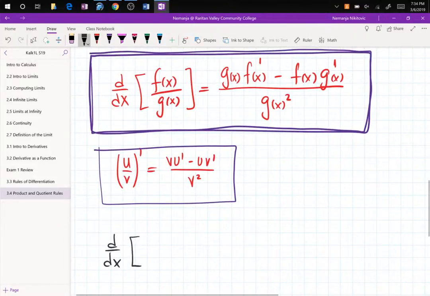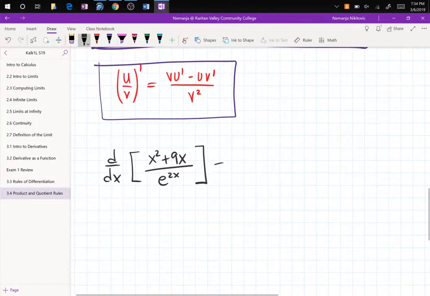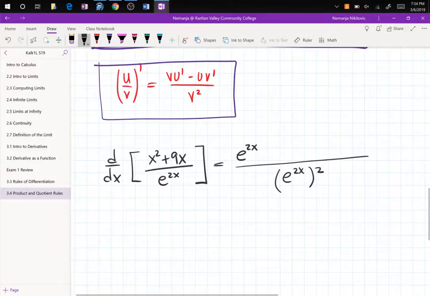The derivative of x squared plus 9x divided by e to the 2x. So this is an example. And you just have to be very careful where you place the stuff. Copy the denominator and square it. And then copy the denominator one more time. That's the way to start it.